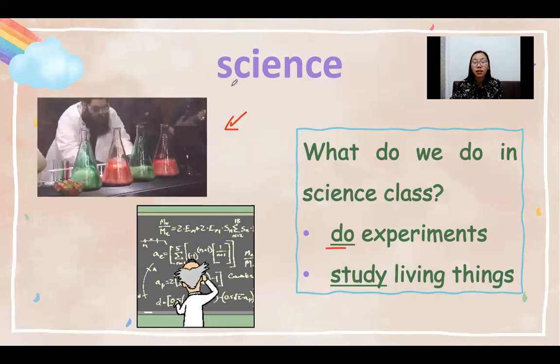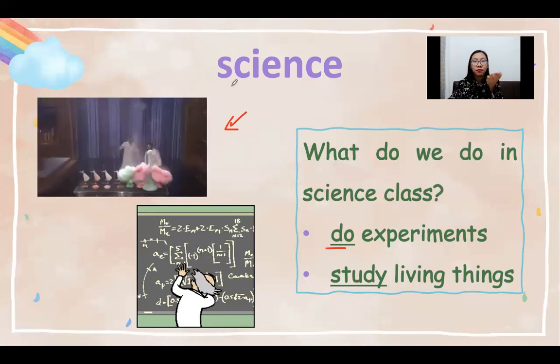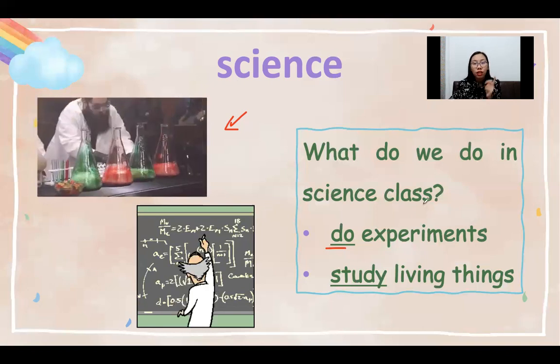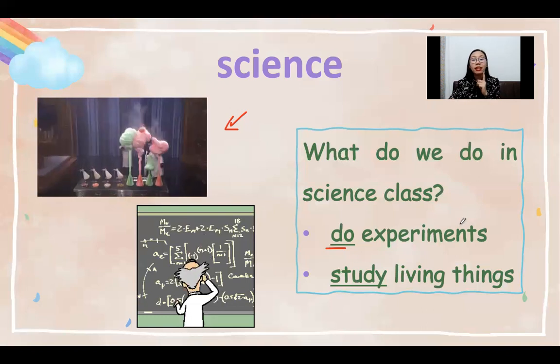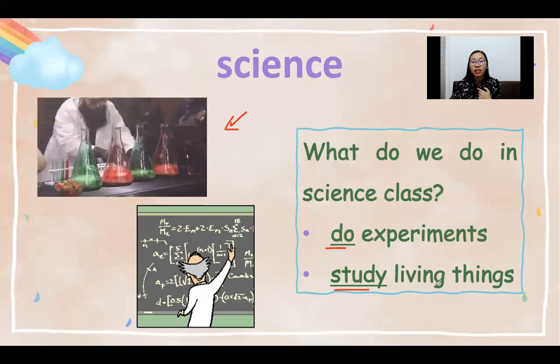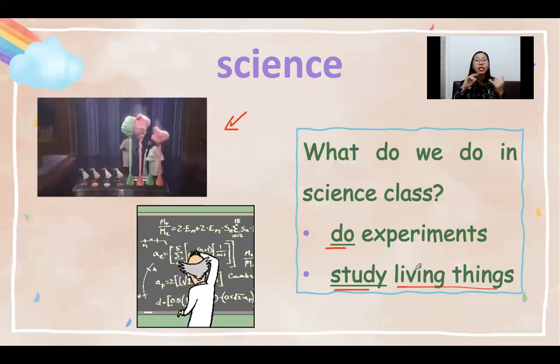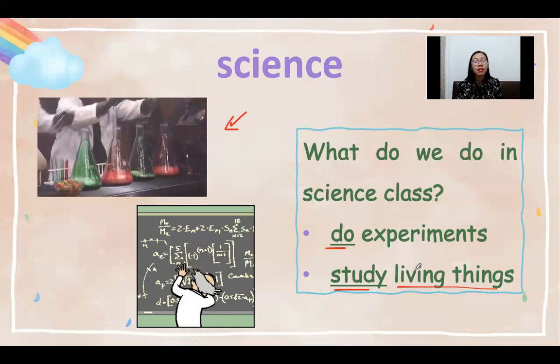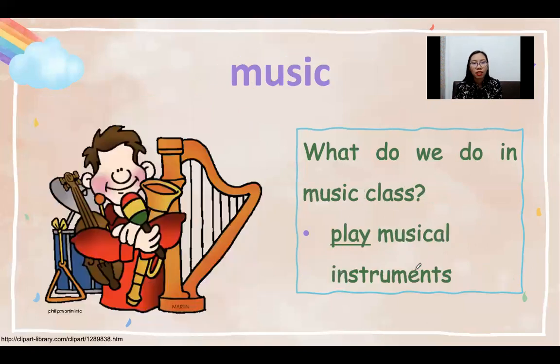So again, what is this subject? Science. Okay, science. What do we do in science class? Do experiments and study living things. Living things are trees, animals, humans, insects. Okay. All right. Next one. What's this subject?